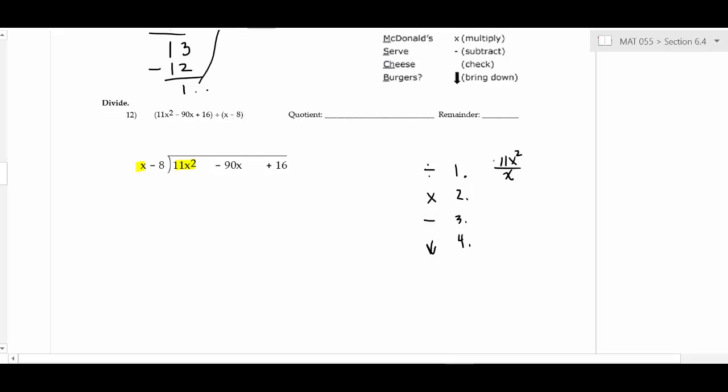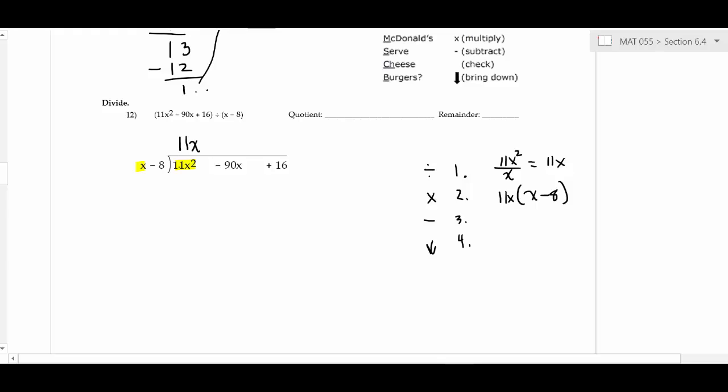So what is the result of 11x squared over x? 11x, right? There's one more x in the top, so we record that 11x like that, okay? That's the division step. Don't look at the 8. Now, when you multiply, step 2, you're going to take 11x, and you're going to multiply it by the whole thing, x minus 8. And that's a distributive property, right?